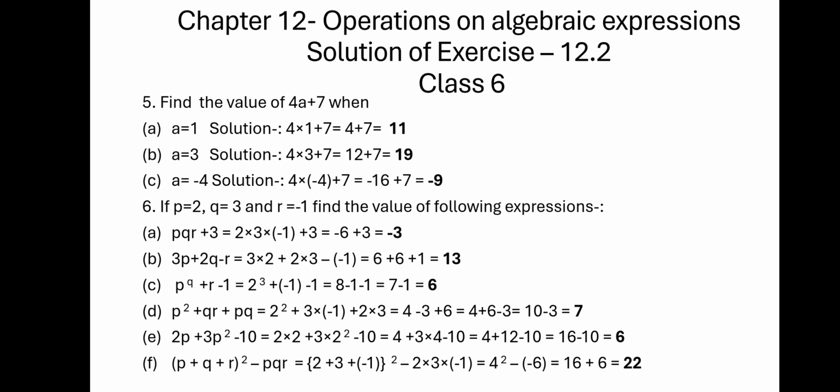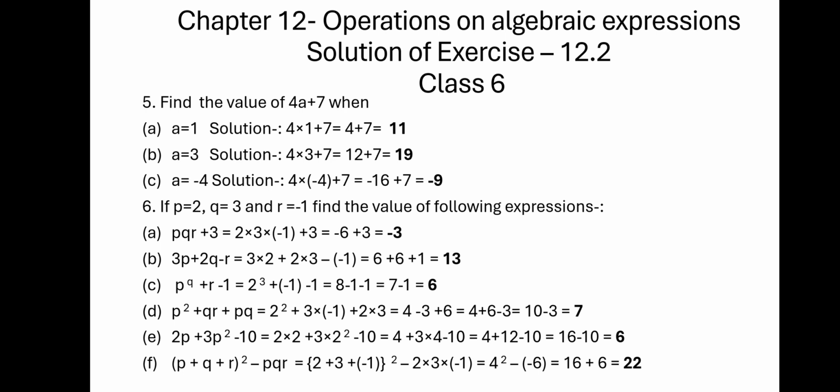PQR plus 3. Now PQR means 2 into 3 into negative 1 plus 3, that will give you 2 into 3 is 6, 6 into negative 1 is negative 6 plus 3, that is negative 3. B question. 3P plus 2Q plus minus R. So 3 into 2, 2 into 3 and negative into negative 1. Because negative R is negative 1. So therefore 6 plus 6, 12 and plus 1, because negative, negative, positive, that gives you 13.